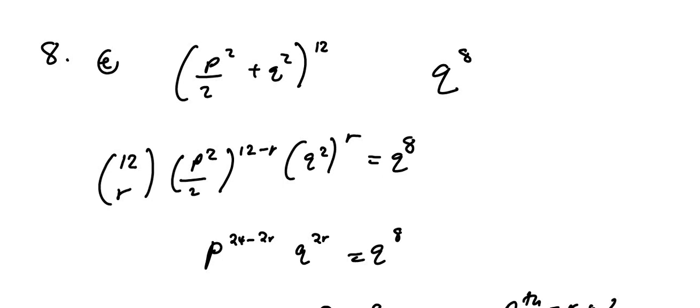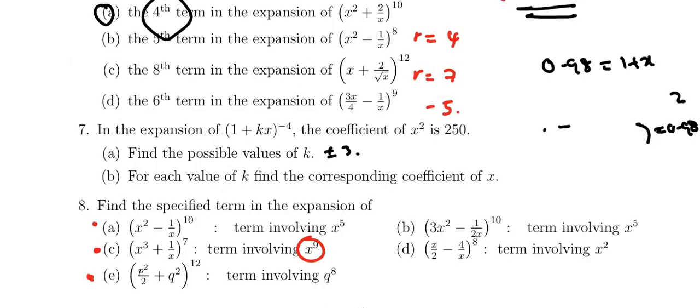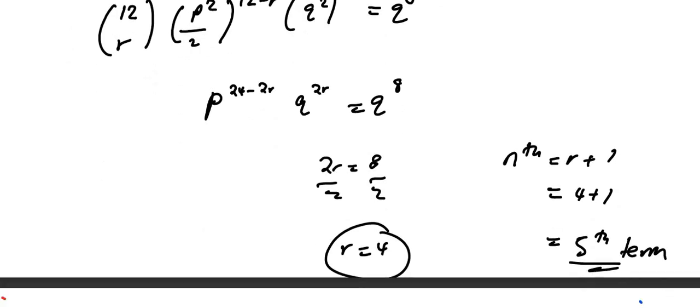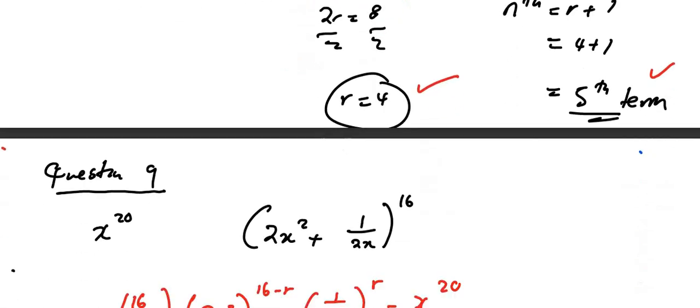Now, they just want q, right? They didn't want anything to do with p, because the question here has p squared over 2 plus q squared. So we're only interested in q. Which term has q to the power 8? So we just get the portion that has q, which is this part, equate it to this. That's what we got. Our r is 4, add 1, gives us the 5th term. So that's what you have.